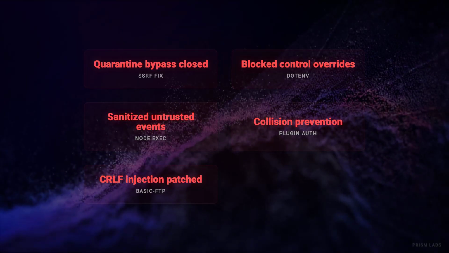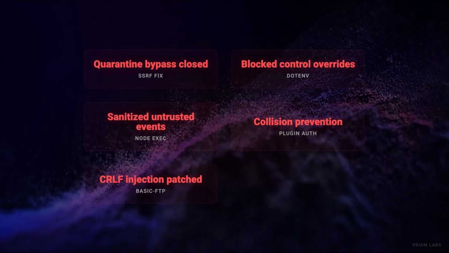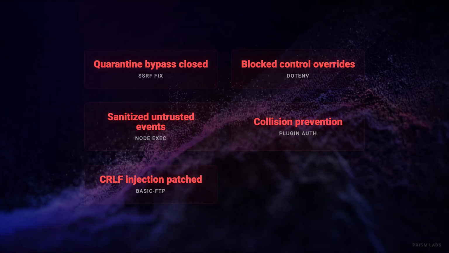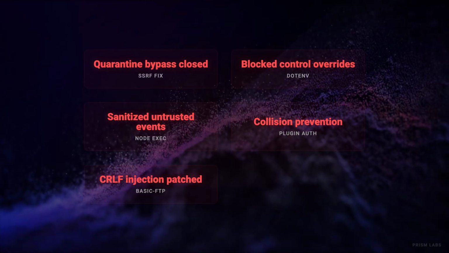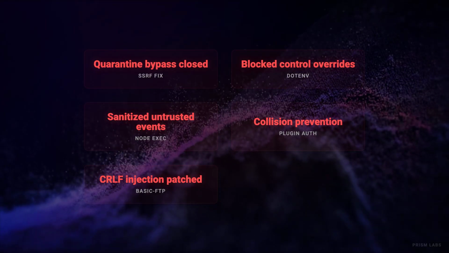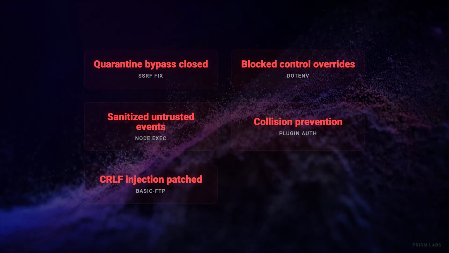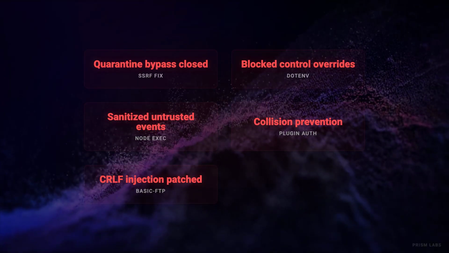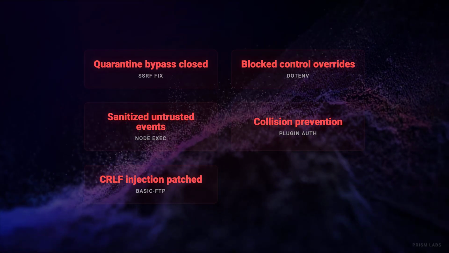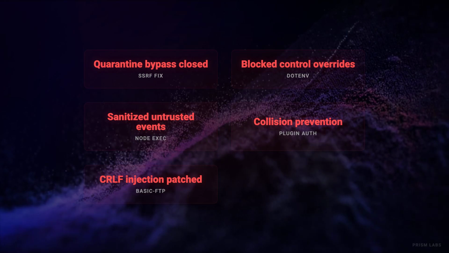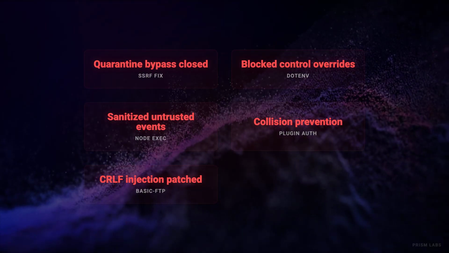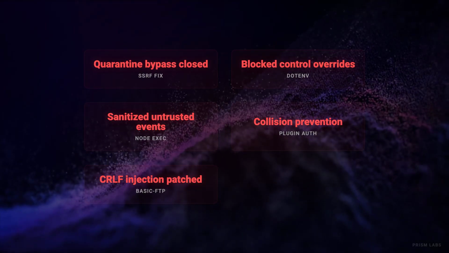Third, node execution event sanitization. Remote node exec started, finished, and denied summaries are now marked as untrusted system events, with text sanitized before enqueuing, preventing injection of trusted system content through node-provided text. Additionally, untrusted workspace plugins can no longer collide with bundled provider auth choice IDs, and the basic-ftp dependency is forced to 5.2.1 for a CRLF command injection fix.